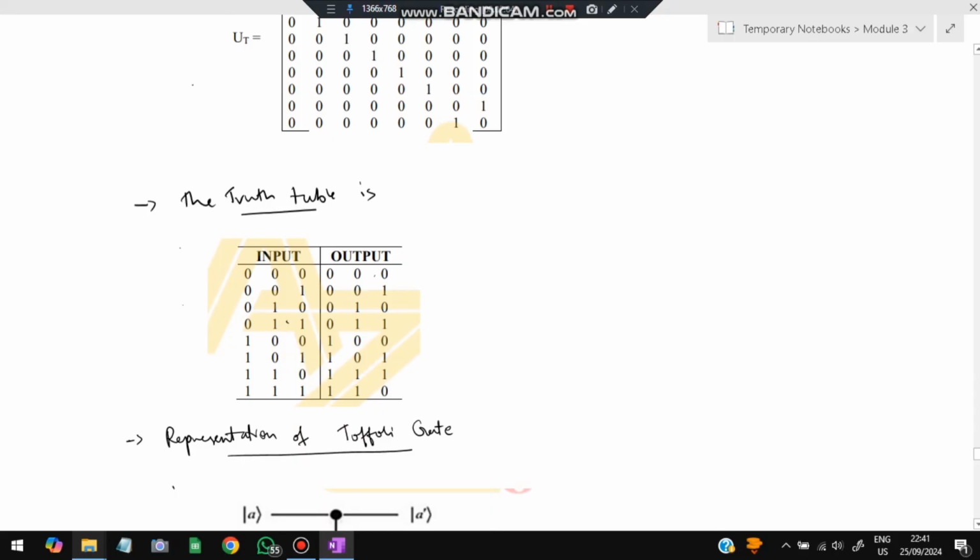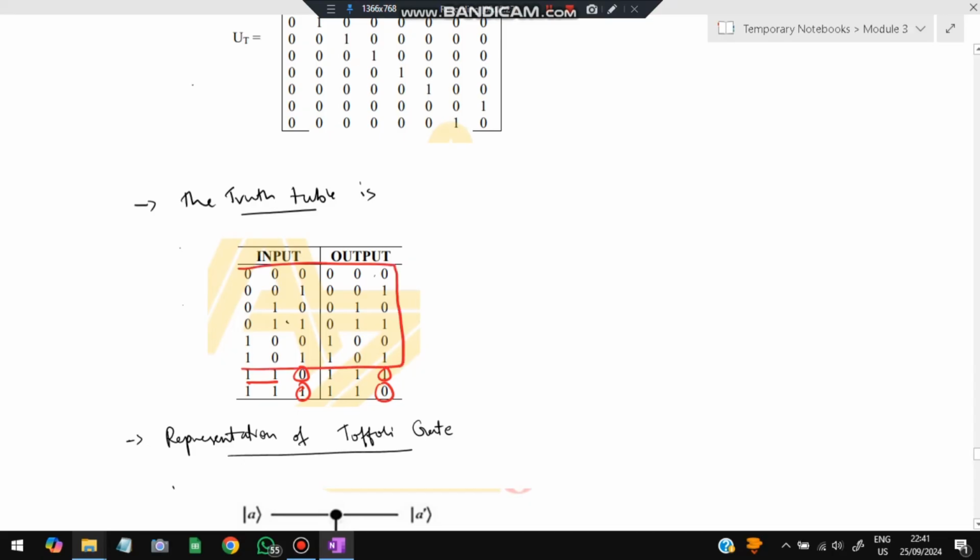See, the first two inputs are the control inputs. This is the target input. If these both are true, then only this should change. These both are true means it should be 1. So that happens only in the last two cases. In the last two cases only, these both are 1. So when these both are 1, just reverse this value. This will become 1. Just reverse this value. This will become 0. Rest all are the same.